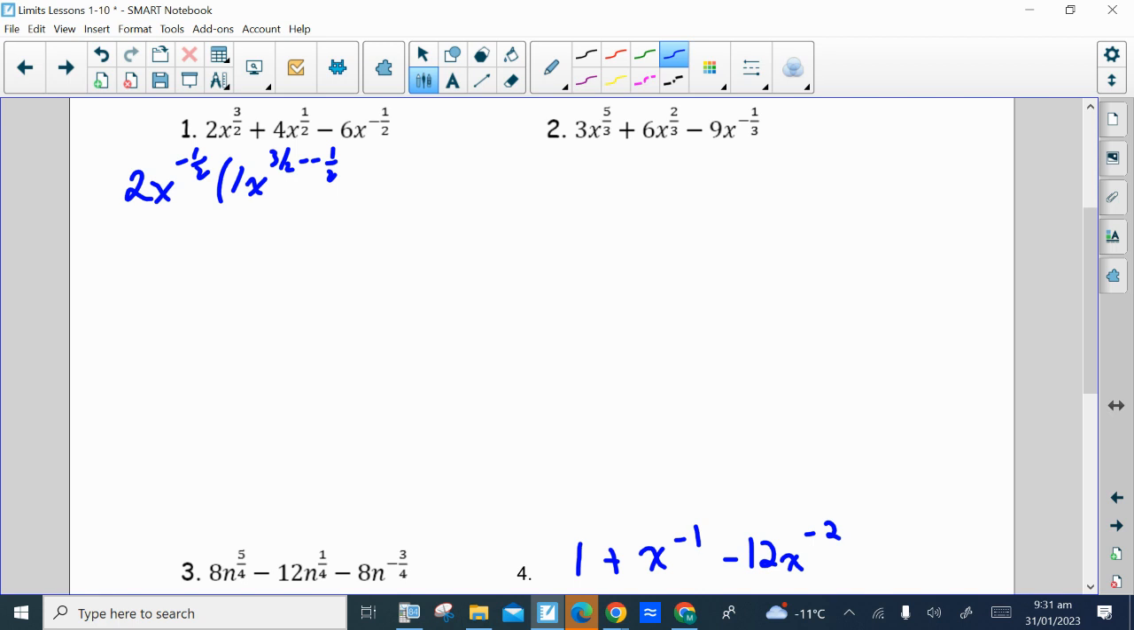When you divide powers with the same base, you subtract the exponents and you keep the base the same. You're dividing x to the 3/2 by x to the negative 1/2. Subtract the exponents. The next term, 4 divided by 2 is plus 2, and when you divide the powers, again, you subtract the exponents.